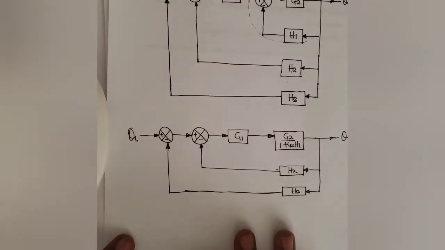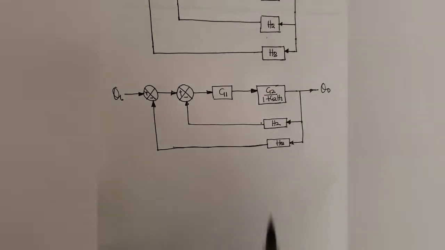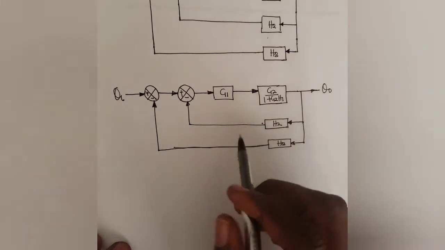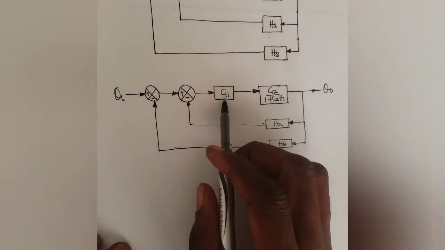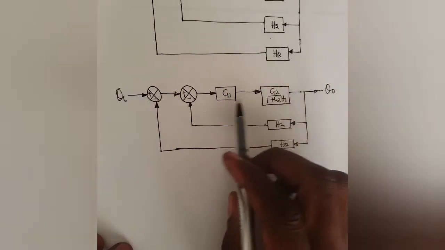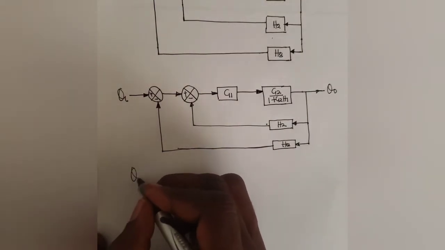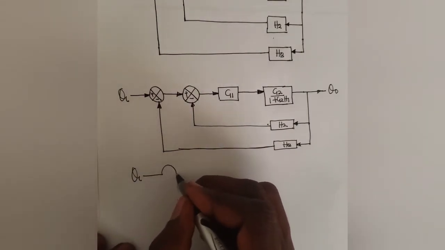Similarly, you can see that we have two circles now. This is a rectangle, this is a rectangle, and I told you that in rectangles, they multiply each other. So if G1 multiplies G2, this is what I'm going to be having. My block diagram reduces to this form.